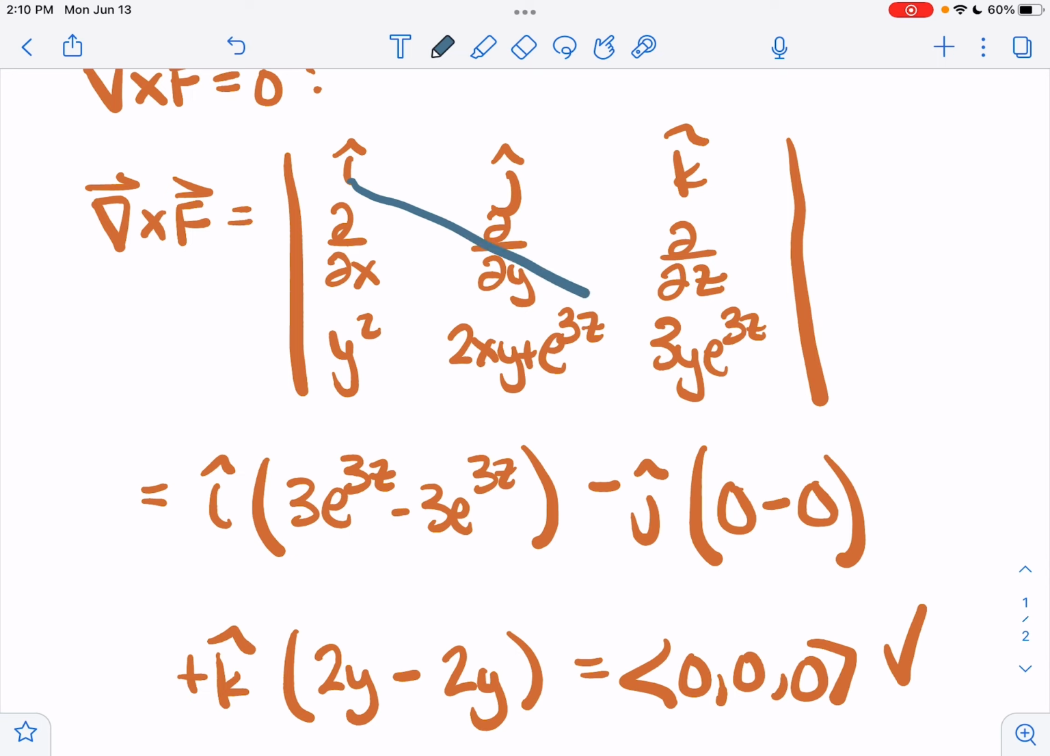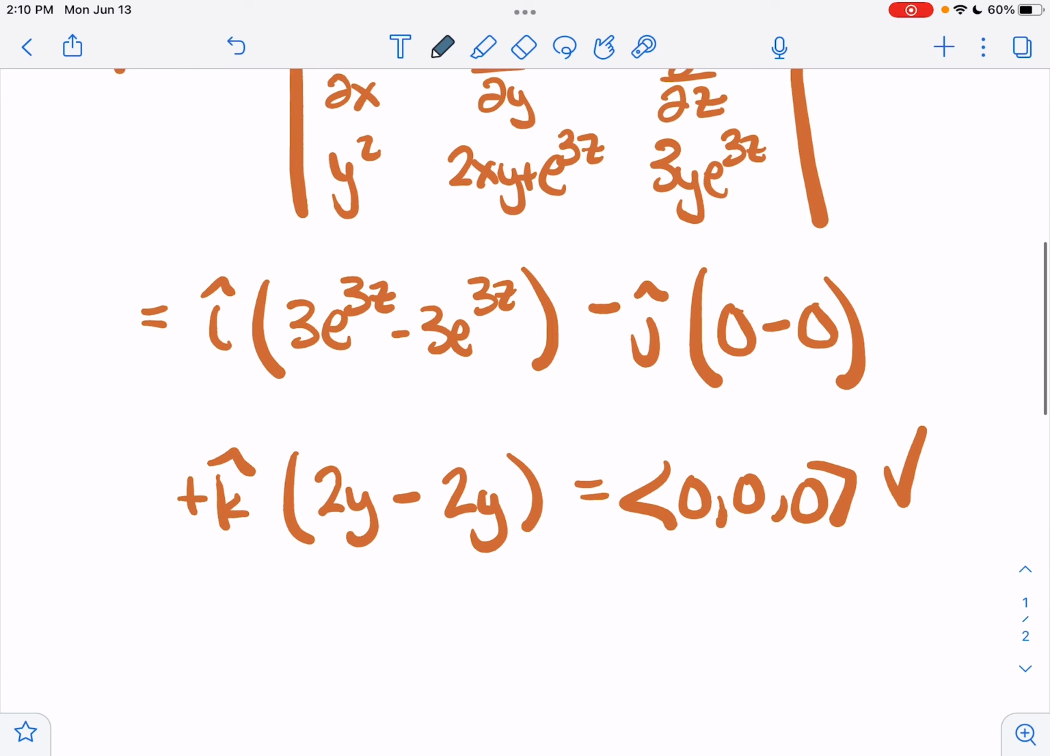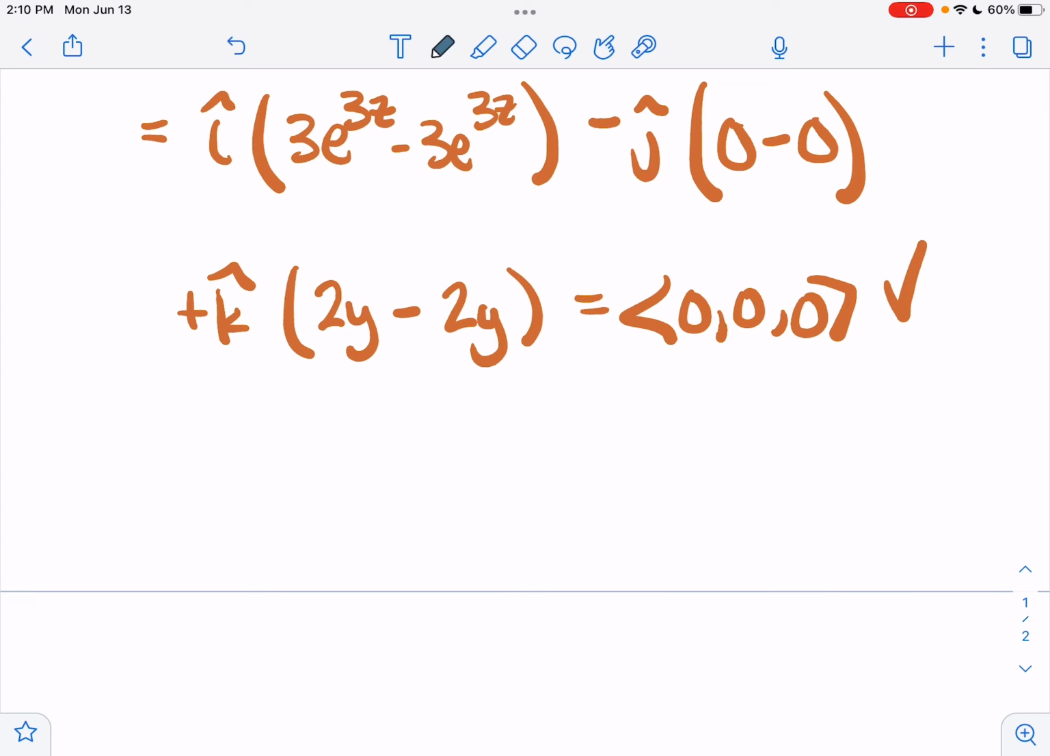These are the derivatives we took. That's the first x derivative for the y term. That was the second. For the j hat term, we had this derivative, which was 0, minus this derivative, which was 0. And finally, for the k hat term, we have this derivative minus that one. All ended up being 0, so this is a conservative vector field. Now we want to find the potential.